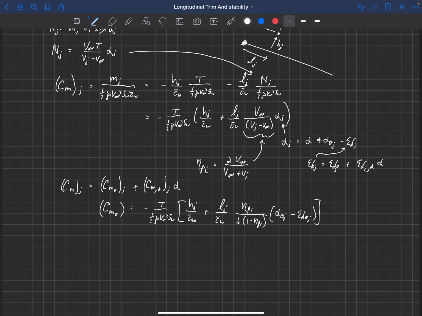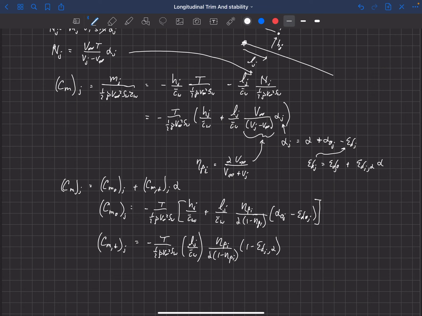And then our change in pitching moment with respect to alpha is all of the terms here, and these are from the jet, all the terms that are proportional to alpha, which is minus T over 1/2 rho v infinity squared S_W times lj over c bar wing times our propulsive efficiency over 2 times 1 minus our propulsive efficiency times 1 minus epsilon dj comma alpha, or a downwash gradient at that location.